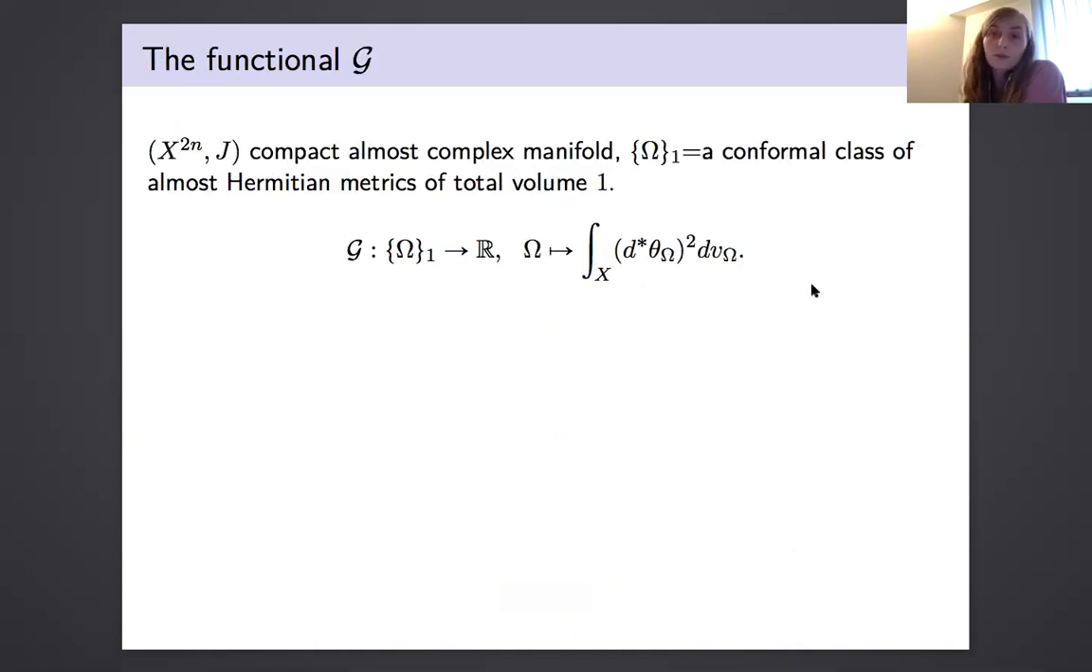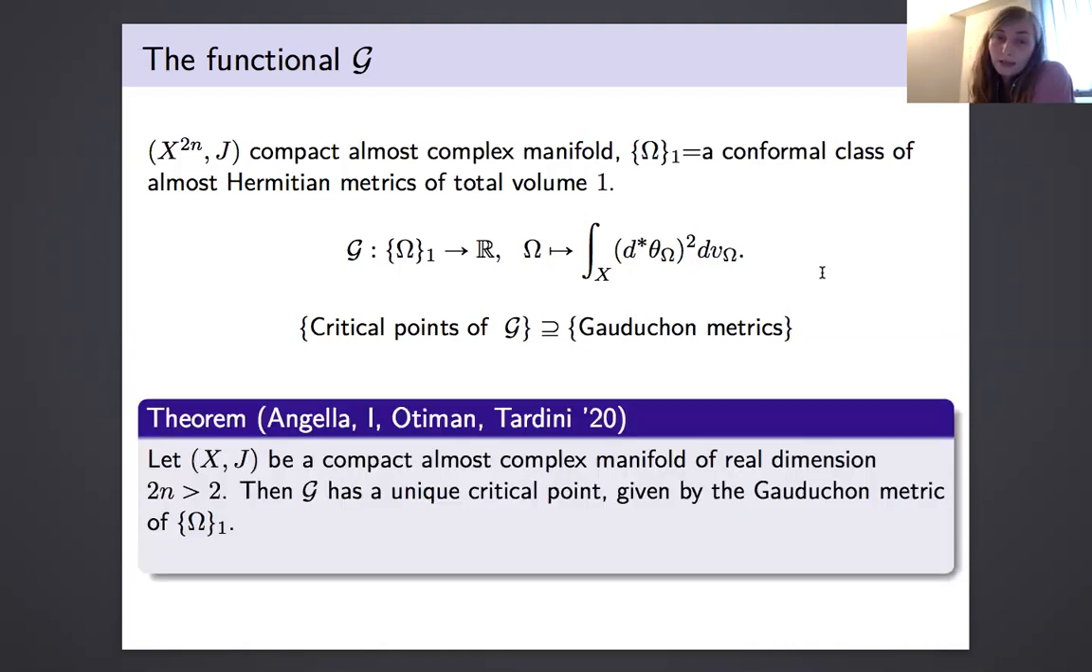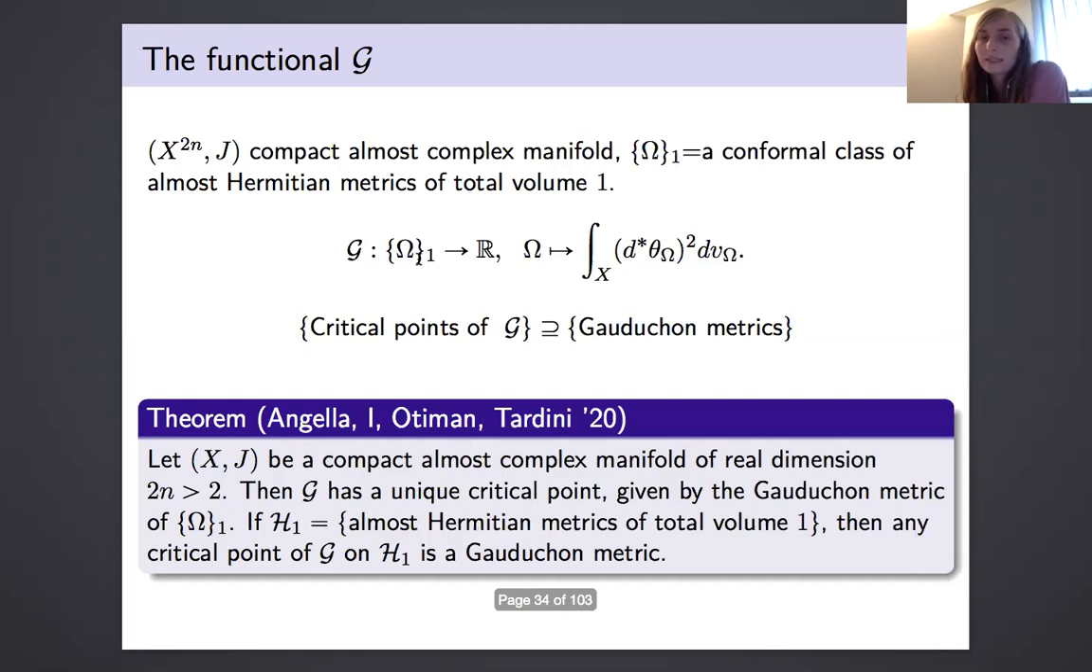So let me start with the first one. As before, the manifold is compact, almost complex, and we fix the conformal class of normalized Hermitian metrics, and we look at this functional. And the first remark is, of course, Gauduchon metrics for which this is 0 are critical points of G. And we showed that if the manifold is compact, then these are indeed all the critical points of G. So first restricted on a conformal class, but then evidently also on the whole space of almost Hermitian metrics.